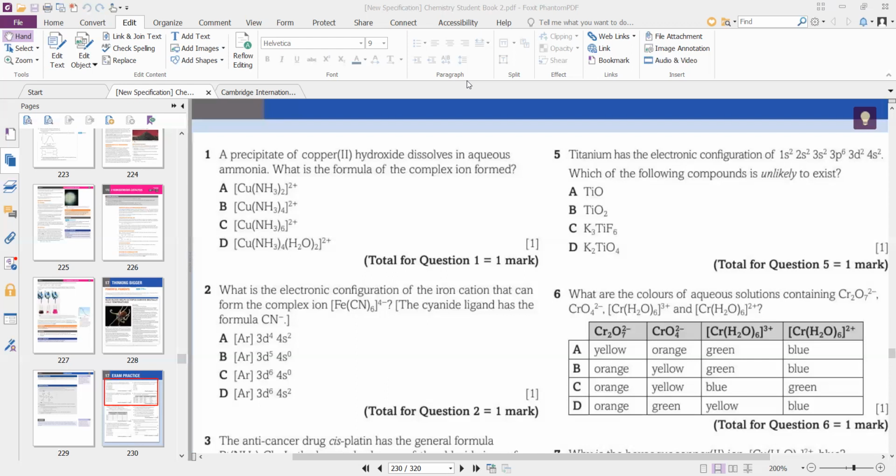Okay, 1 minute more. Shall we discuss? A precipitate of copper 2 hydroxide dissolves in aqueous ammonia. What is the formula of the complex ion formed? Hands up, who is with C?